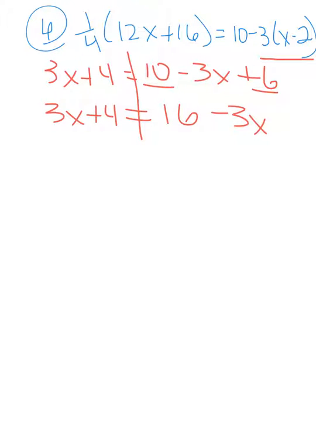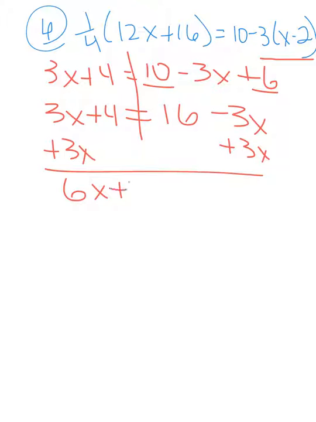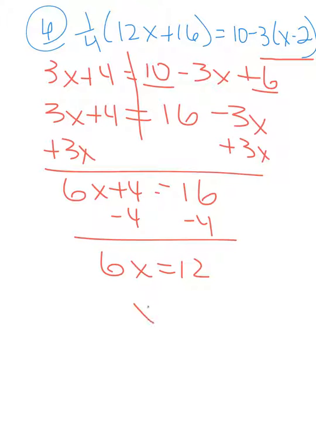Now again, my positive 3x is on the left-hand side, so I'm going to bring this to the left-hand side so I can deal with a positive coefficient. Makes things a little easier, not that it's wrong if you go the other direction. So I have 6x plus 4 is equal to 16. Subtract my 4, and I have 6x is equal to 12, so x is equal to 2 is my final answer.